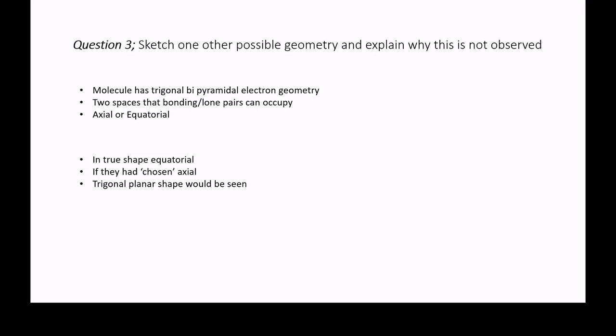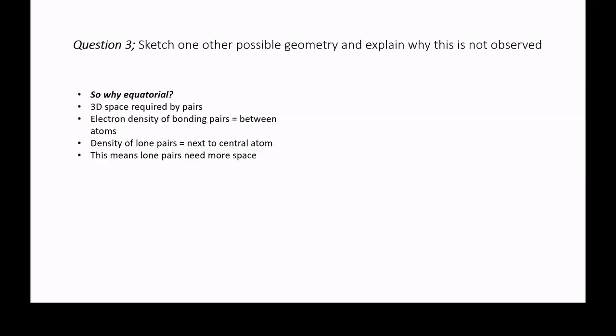This is because 3D space is required by all electron pairs. The electron density in bonding pairs is between the 2 atoms within the bond, in this case in between the chlorine and the fluorine. Whereas in the lone pairs, the electron density is closer to the central atom. This means that they need slightly more space than these bonding pairs.